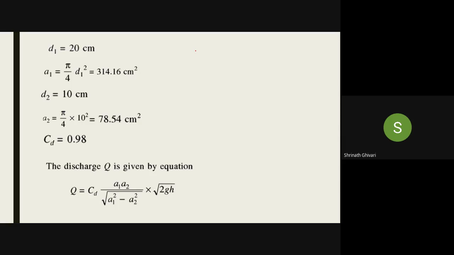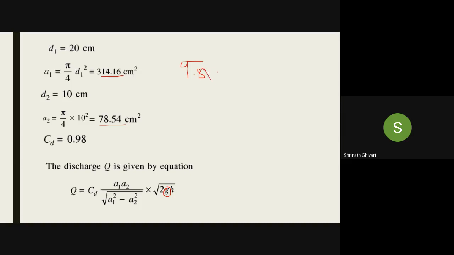Cd is 0.98. Area A1 is 314.16 into 78.54 divided by square root of 314.16 square minus 78.54 square, into square root of 2 into, what will be this g? What will be the g value? 9.81. You are saying 9.81. Okay, 9.81 is the value.